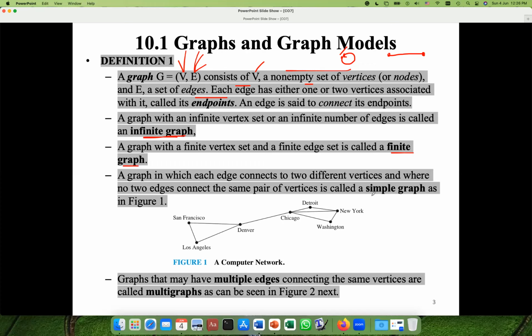And now we are going to see the definition for the simple graph. What is a simple graph?